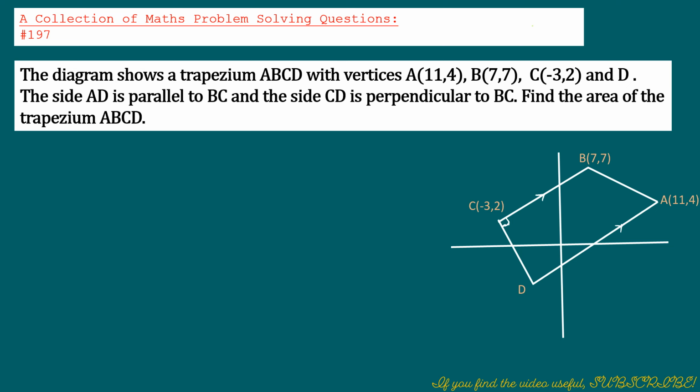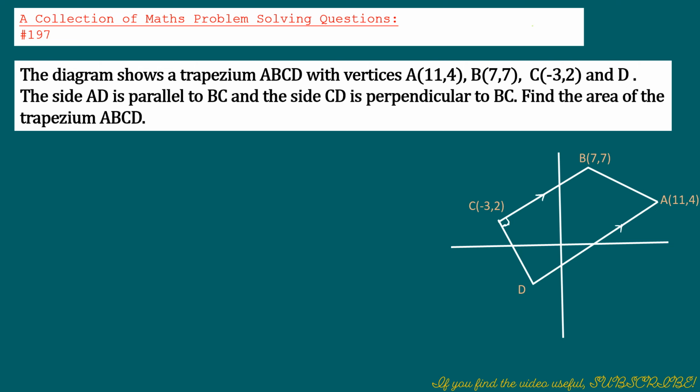The diagram shows a trapezium ABCD with vertices A (11, 4), B (7, 7), and C (-3, 2), and D. The side AD is parallel to BC and the side CD is perpendicular to BC. Find the area of the trapezium ABCD.